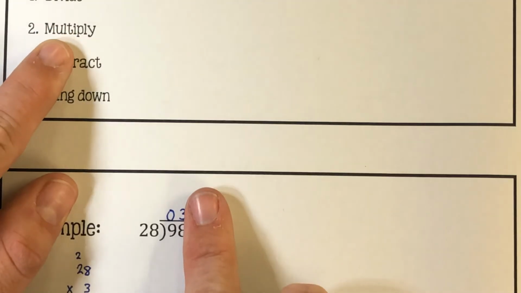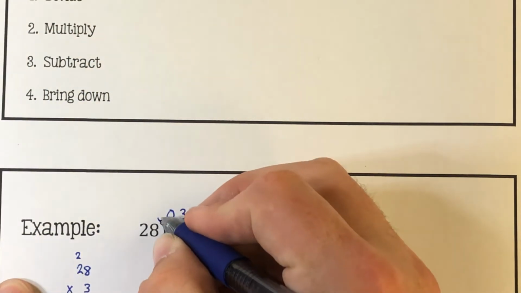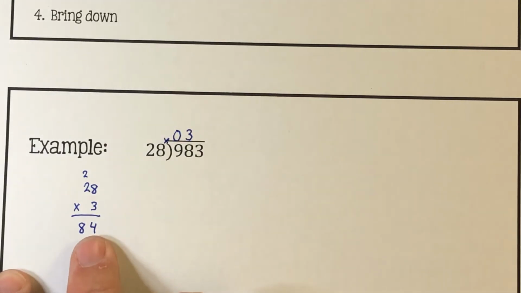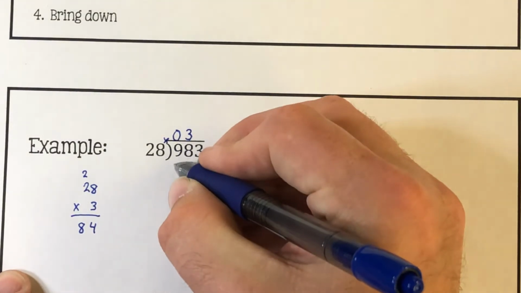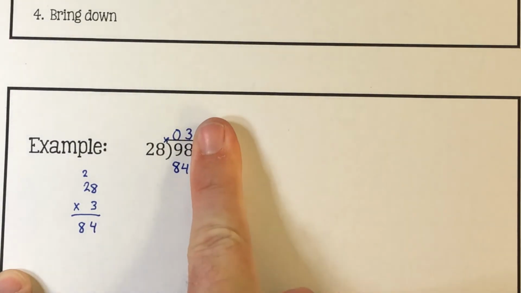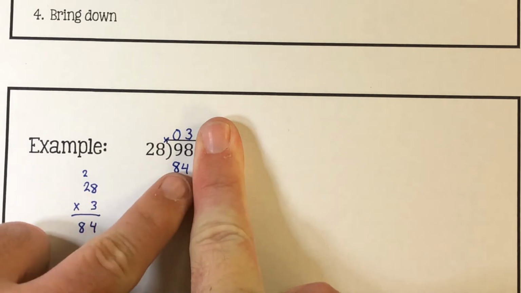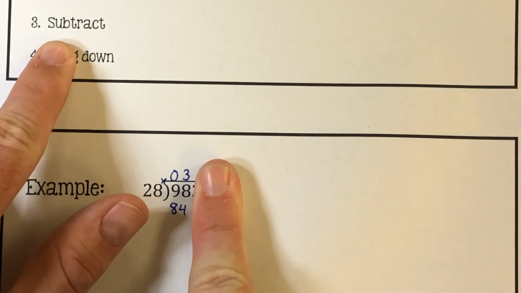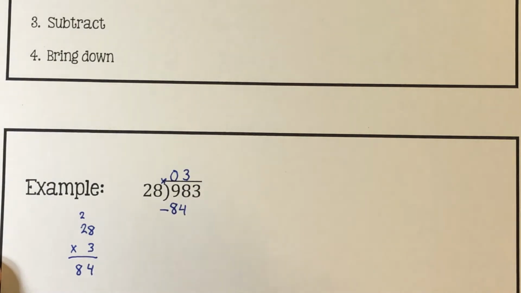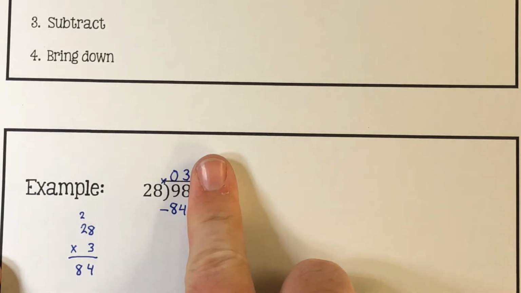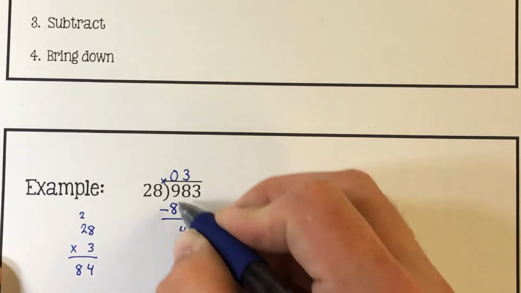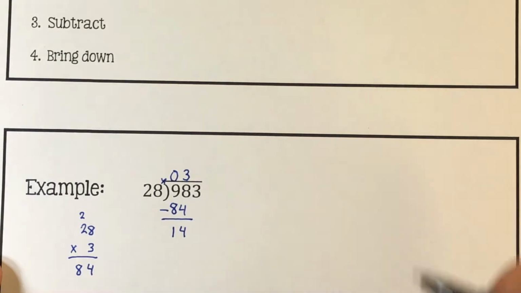Second step. We're going to multiply. So we're going to take 28 times 3. And luckily, I already did the work here. So I know 28 times 3 is 84. Again, I'm putting this under the 98. Third step, I'm going to subtract. So I'm going to subtract 84 from 98. I'm ignoring this 3 over here. It doesn't exist. So 8 minus 4 is 4. 9 minus 8 is 1, so I have 14.